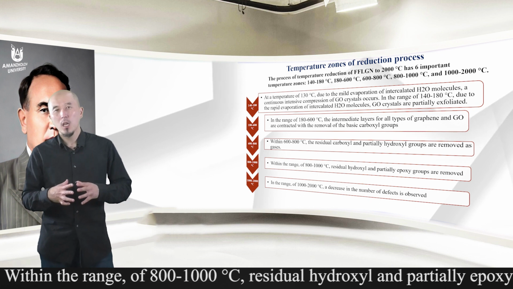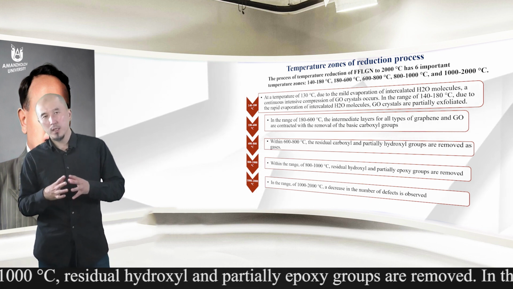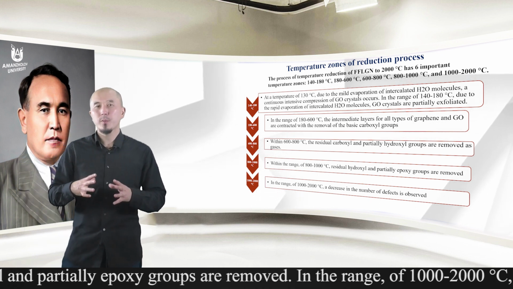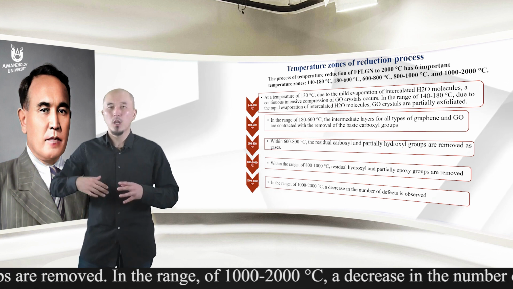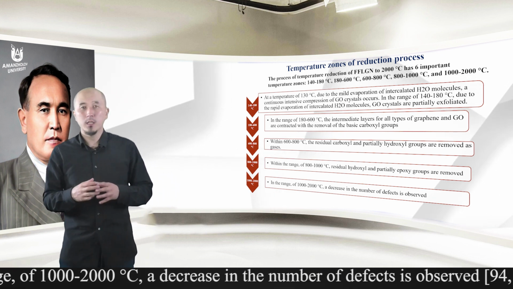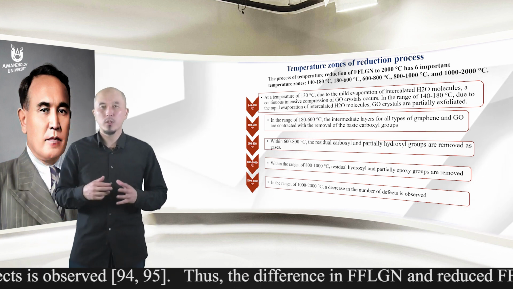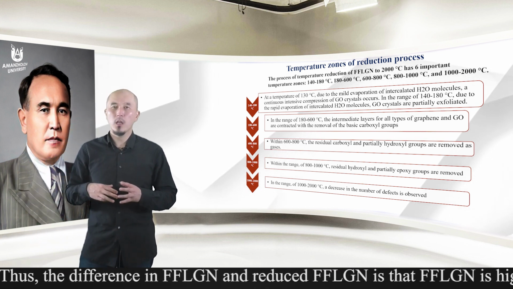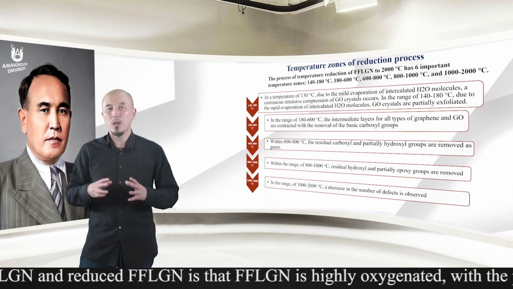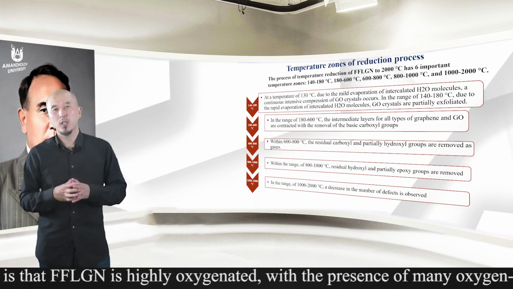Within 600, the residual carboxyl and partial hydroxyl groups are removed as gases. Within a range of 800, residual hydroxyl and partial epoxy groups are removed. In the range of 1000, a decrease in the number of defects is observed.